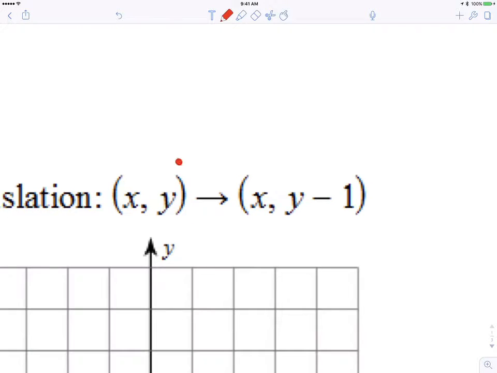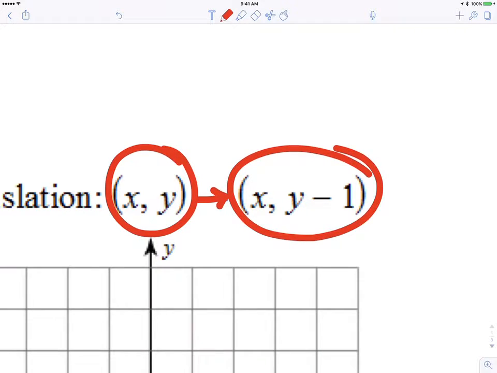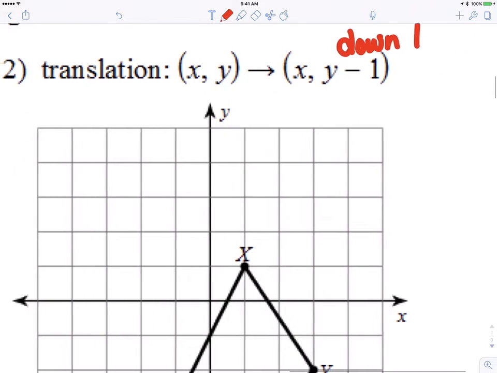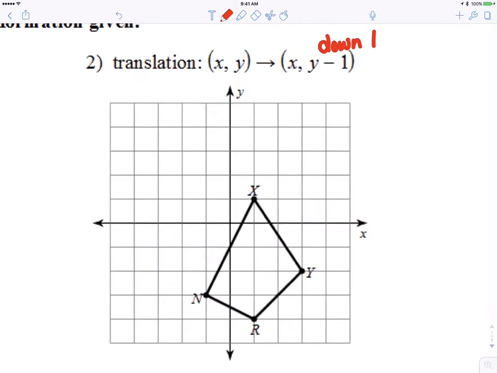This means take any point x, y and move it to x, y minus 1. And notice that the x didn't change. It was x, it is x. So that means we're not going to change any left or right movement. But when we go from y to y minus 1, that means we need to move down 1. So that's the only movement we're actually going to do in this, is we're going to take every point and move it down 1, because y minus 1 is telling me to move it down 1.